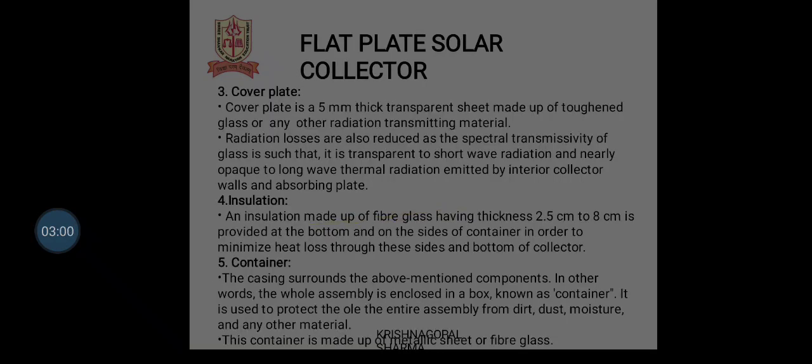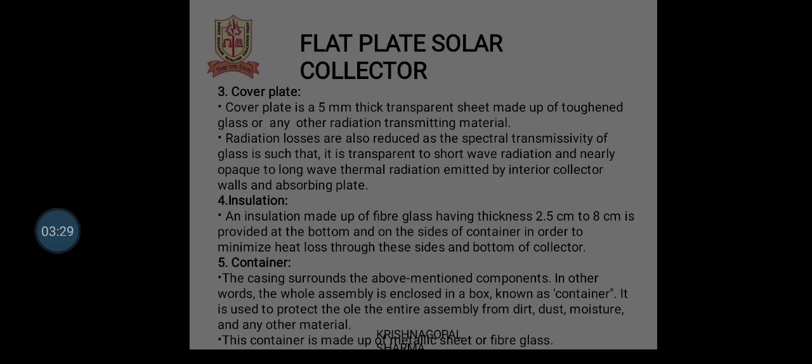Cover plate. The cover plate is a 5 mm thick transparent sheet made of toughened glass or any other radiation transmitting material. Radiation losses are also reduced as the spectral transmittivity of glass is such that it is transparent to short wave radiation and nearly opaque to long wave thermal radiation emitted by the interior collector walls and absorbing plate.